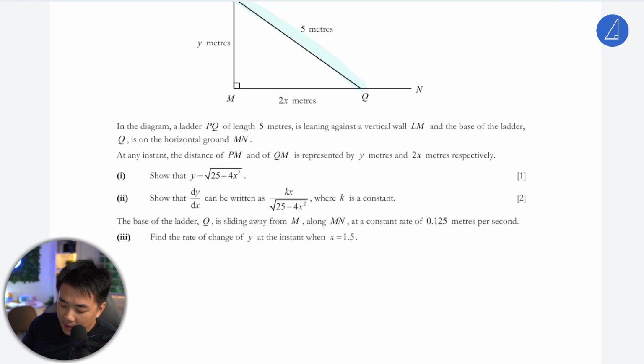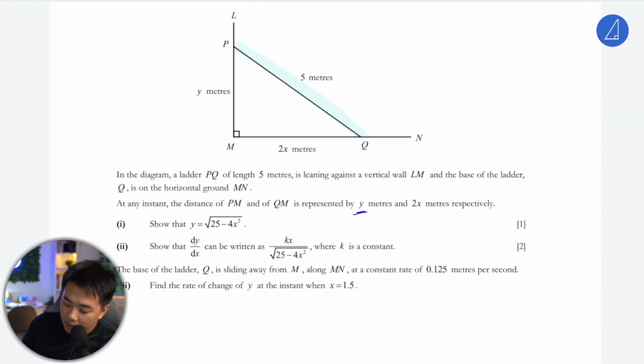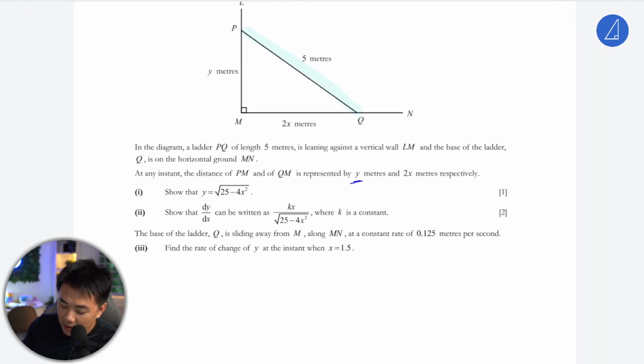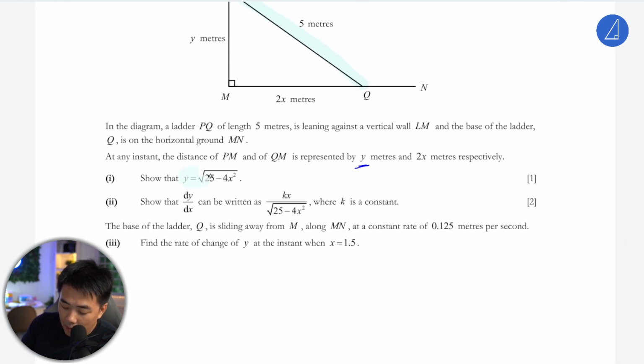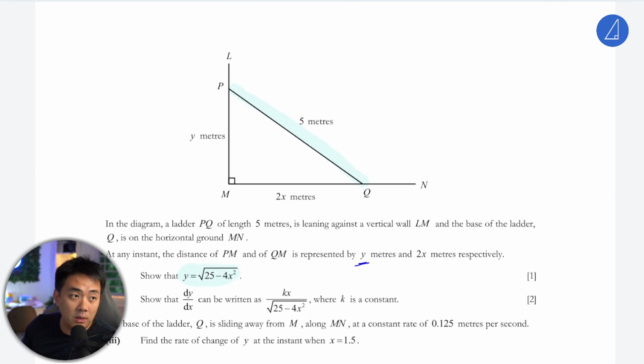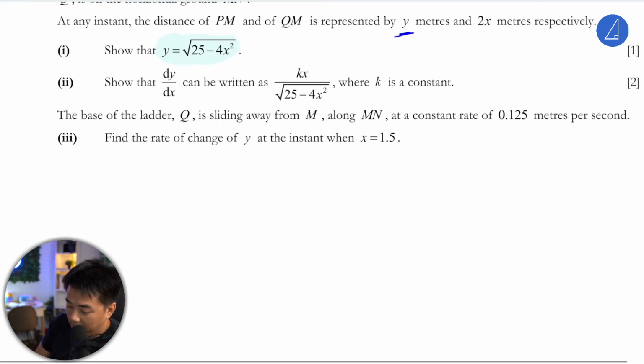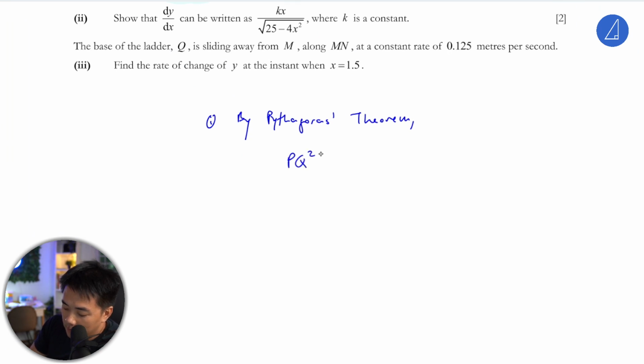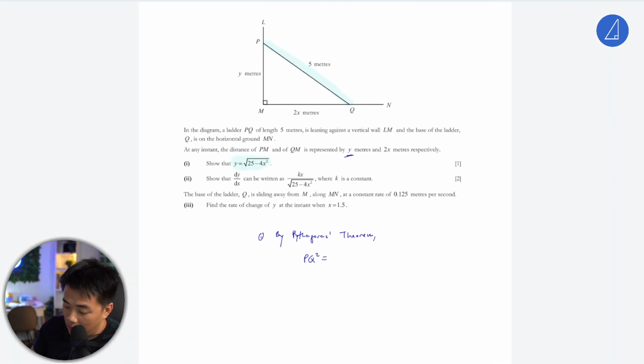Now, at any instant, the distance PM is represented by y meters, and the horizontal distance MQ is 2x meters respectively. Show that y is equal to the square root of 25 minus 4x squared. So essentially, this is just Pythagoras theorem. By Pythagoras theorem, we know that PQ squared is equal to PM squared plus MQ squared.